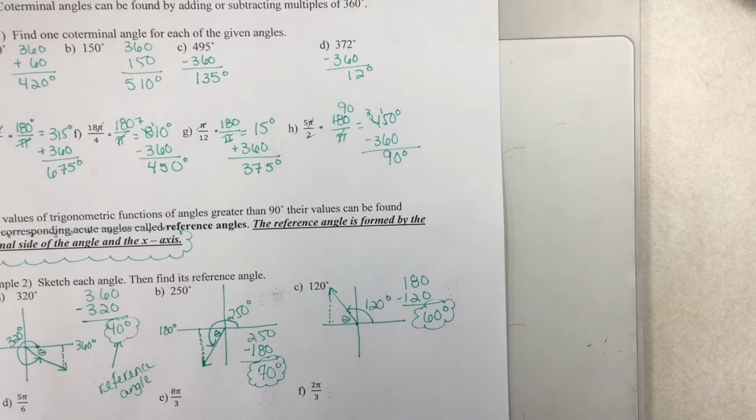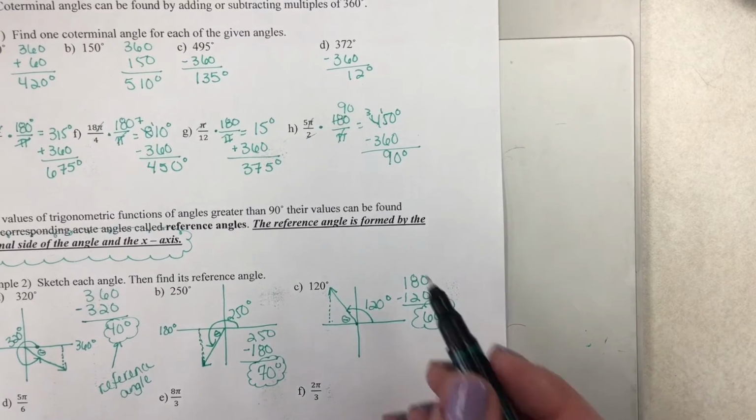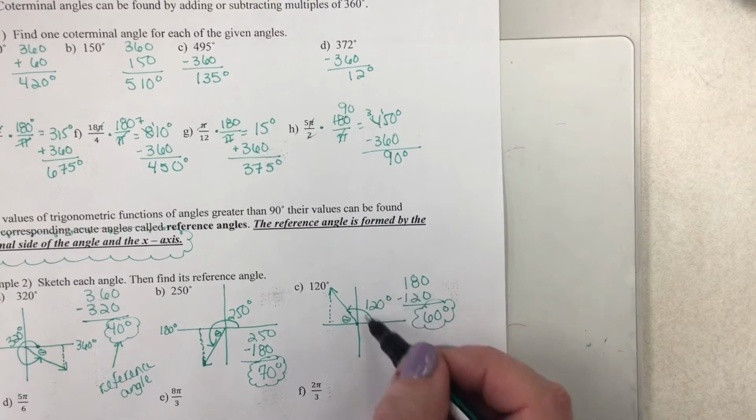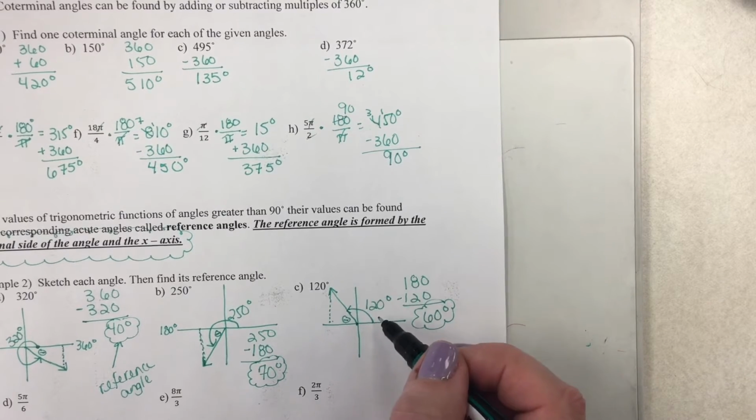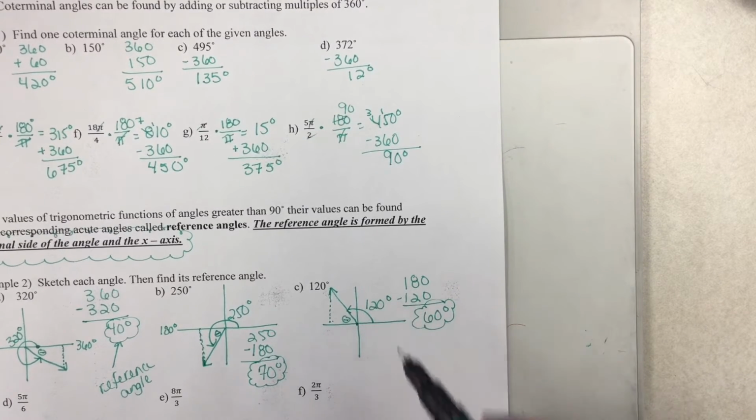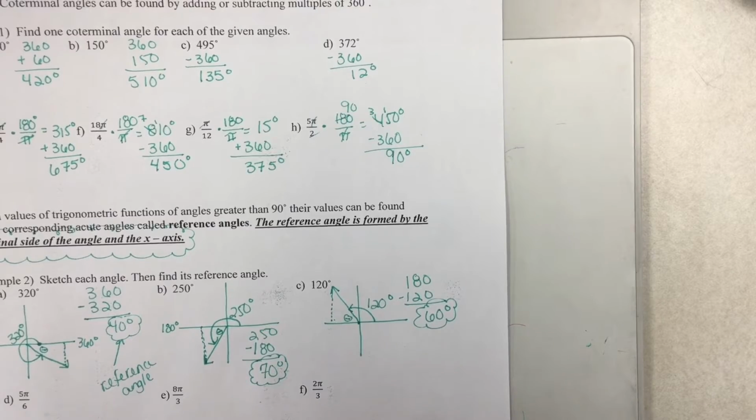Now, I don't think we have an example like this at all, but if the angle ends up in the first quadrant, if it's less than 90 degrees, that is the reference angle. There's no adding or subtracting that you have to do. So if anything lies in the first quadrant, that angle is the reference angle. Okay, you get to double dip with that. So let's look at D.